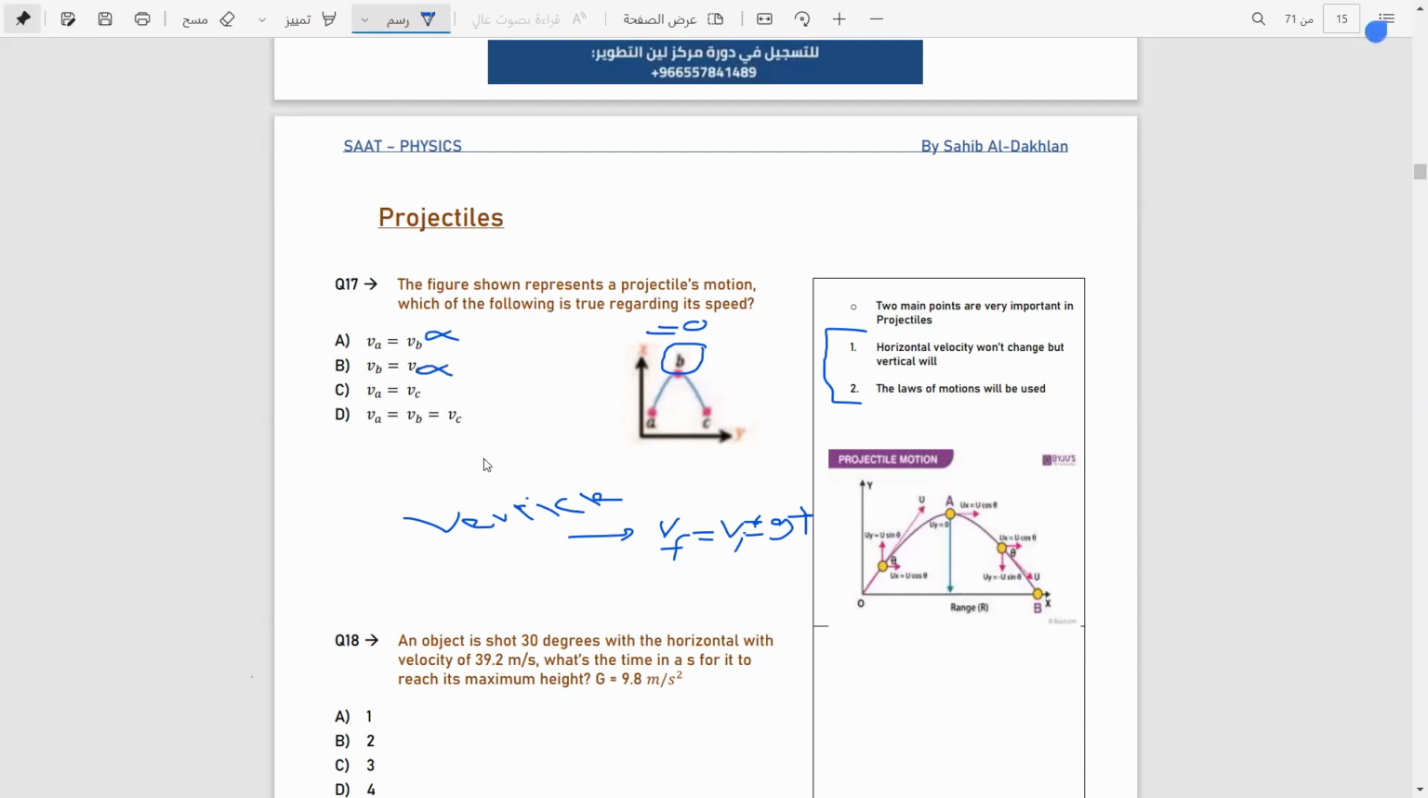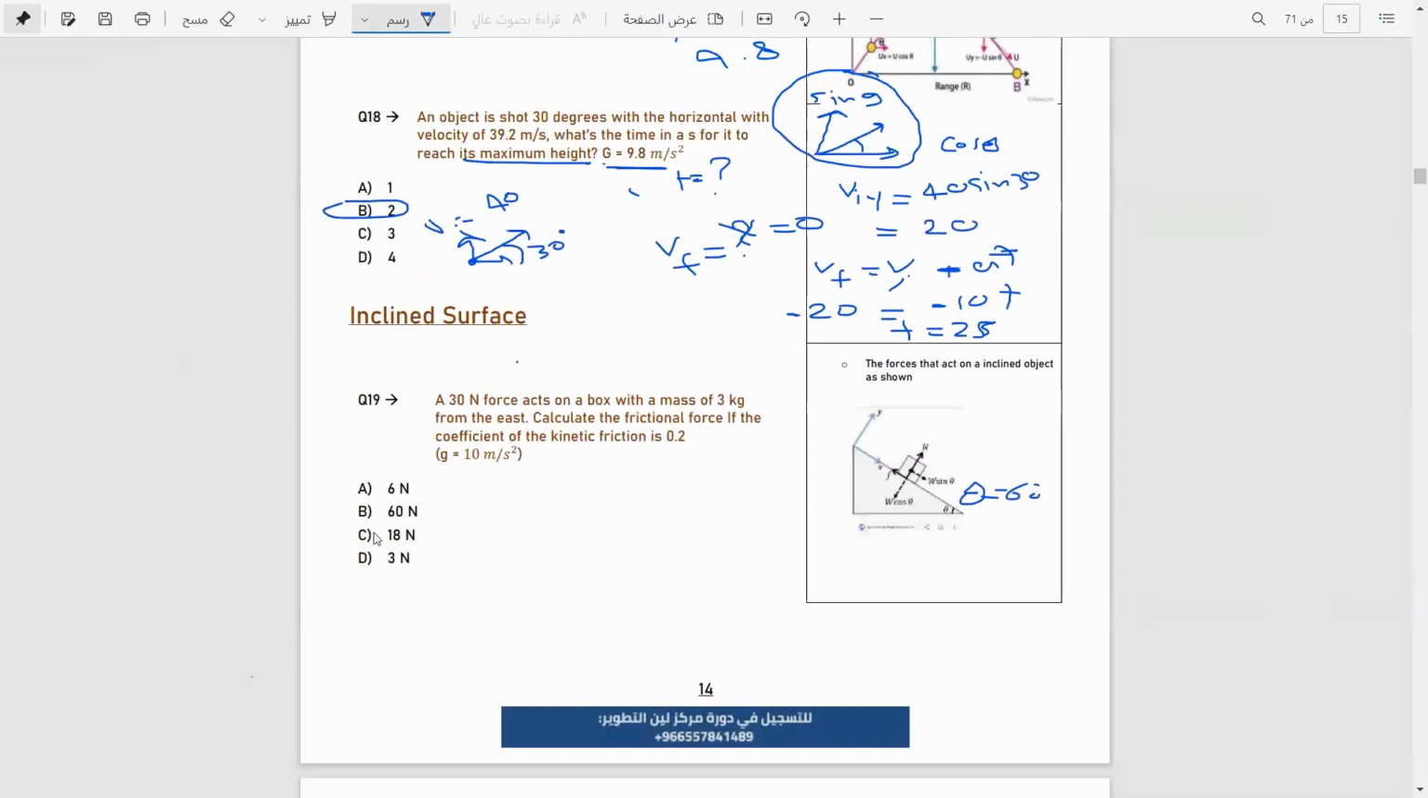Okay, let's just keep it. Let's see the next one. Or even this, we will cancel it. So you're right, guys. Yes, C. Clear? Okay, now we'll go to the inclined surface.